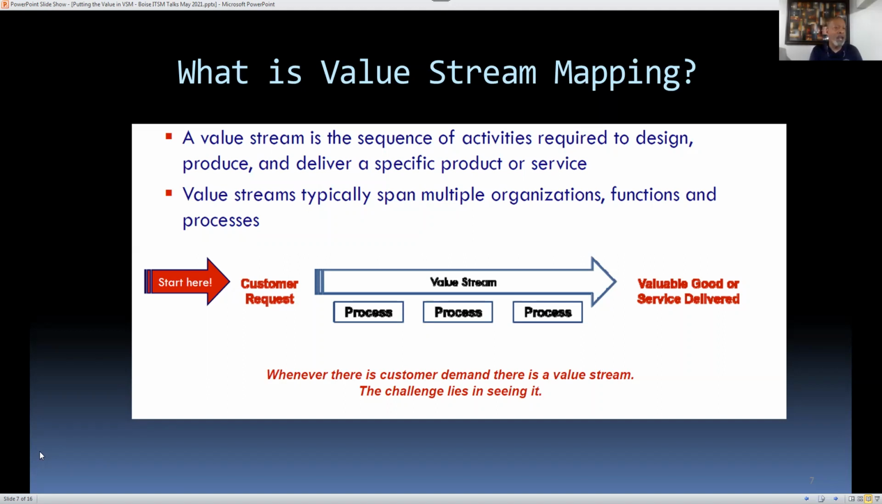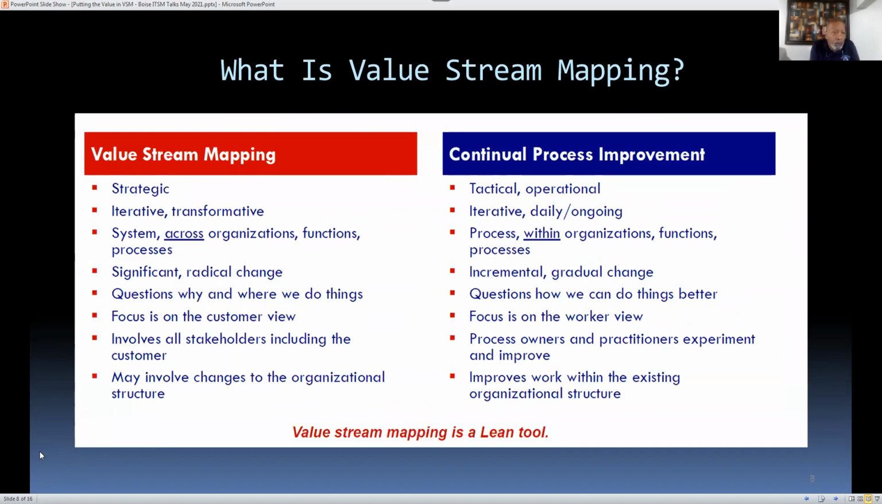But there's something else that's going on in this diagram that you may not see. Look at the gap between the one process box and the next process box and the next process box. We want to understand the gap, but we also want to understand what's going on inside the box. Jeff, let's move ahead to the next slide.